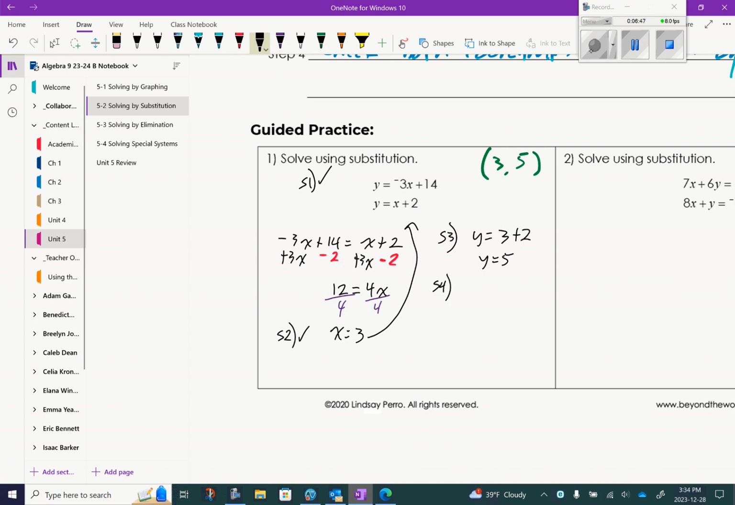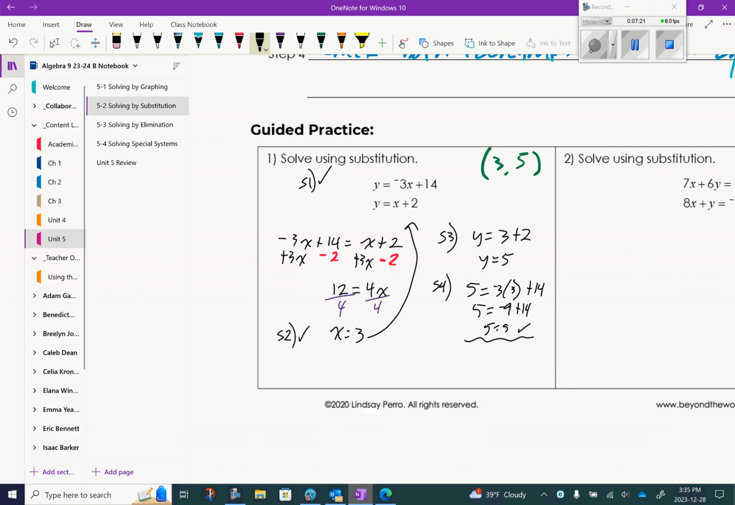But now, step 4, I'm going to check. If I put 5 in place of y and 3 in place of x, does that make that first equation true? So I have 5 is equal to negative 3 times 3, which is negative 9, plus 14. Well, negative 9 plus 14 is the same thing as 14 minus 9. 5 equals 5. That checks out.